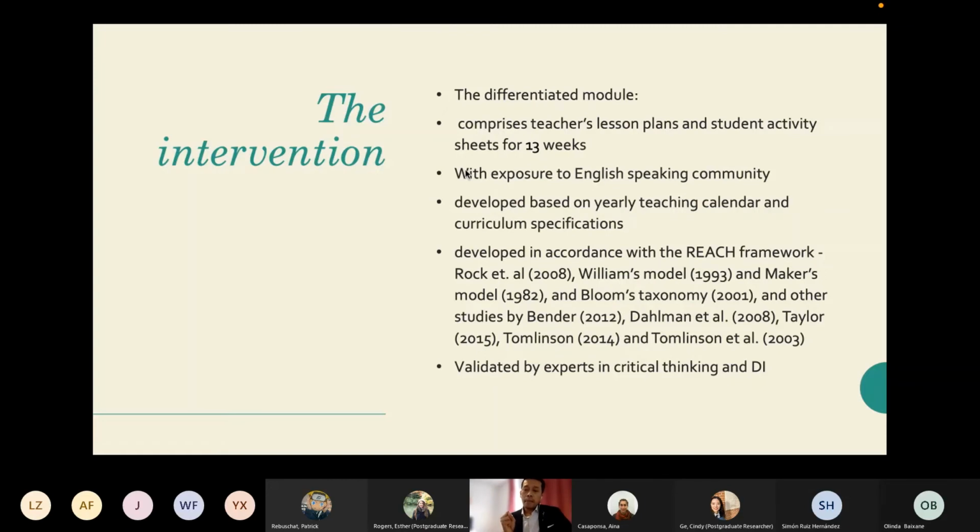And two checklists were developed based on the literature, adopting best practices from studies by Bender, Dalman et al., Taylor, Tomlinson, and Tomlinson et al. And these two checklists were validated by experts, and they were used by two English teachers in reviewing the differentiated module to ensure that the lessons were indeed differentiated adequately.